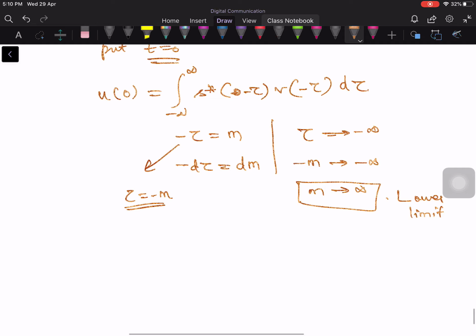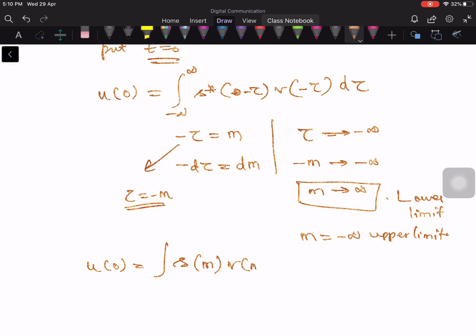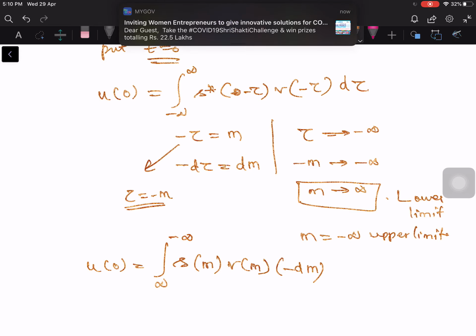And then what? The upper limit becomes similarly m is equal to minus infinity. If you do the same exercise, upper limit, right? Therefore your u of 0, which is integral of s of m v of m d tau equal to minus dm, and this is plus infinity and this is minus infinity.